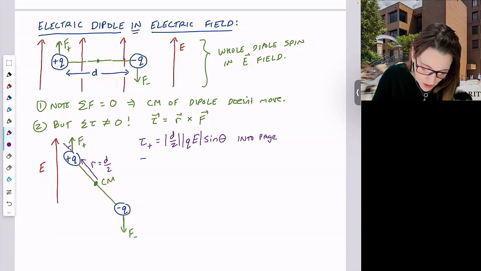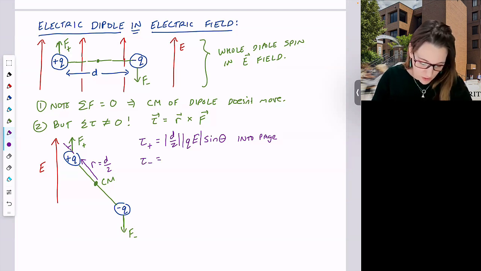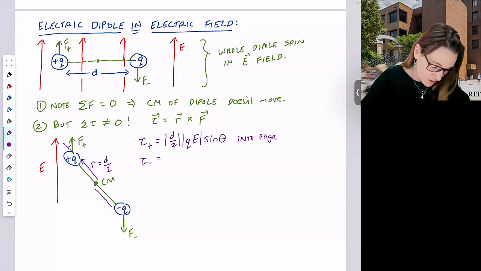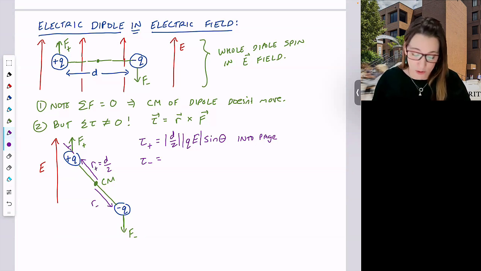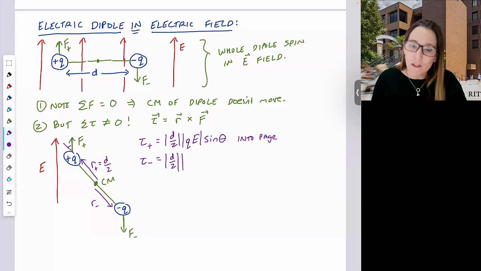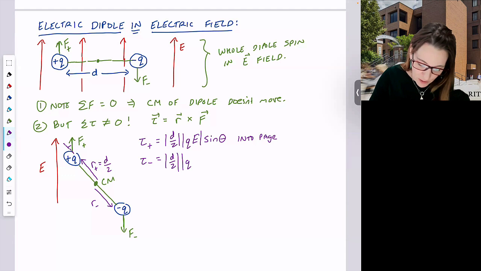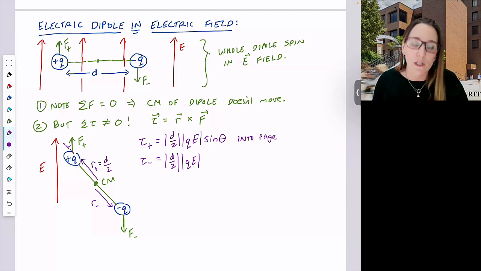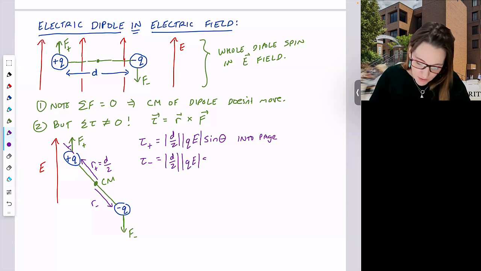Now let's look at the torque on the minus charge. So the minus charge is going to also have a torque. It has that force downward on it, and it also has an R. The R points from the center of mass to the location where the force is applied. So its R is also d over 2. Its force is still QE. It's not minus QE because we're doing the absolute value here. So its force is still QE, and the sine of theta still applies.